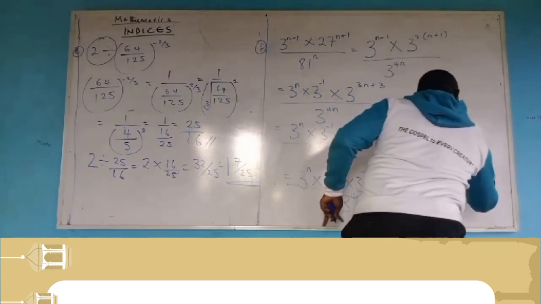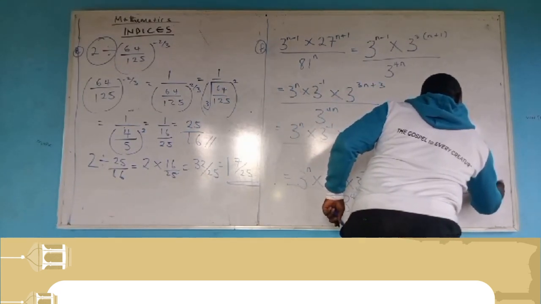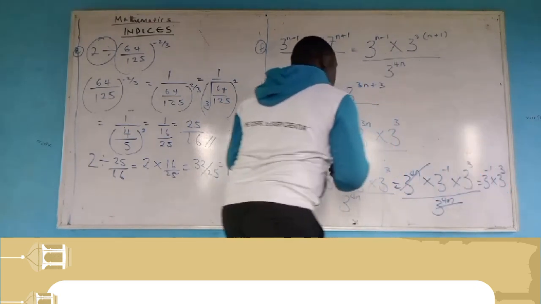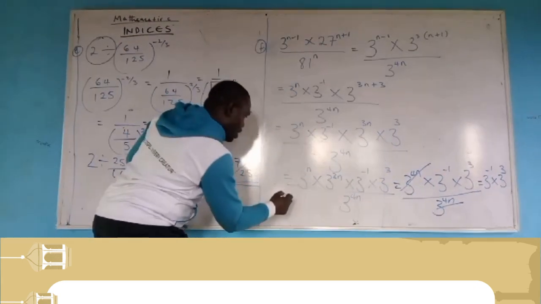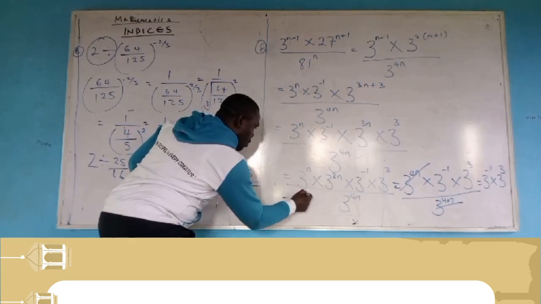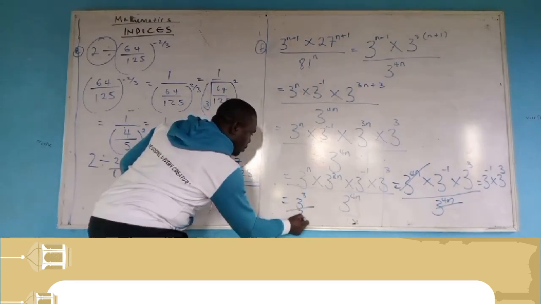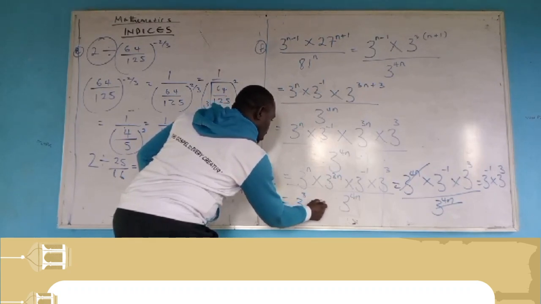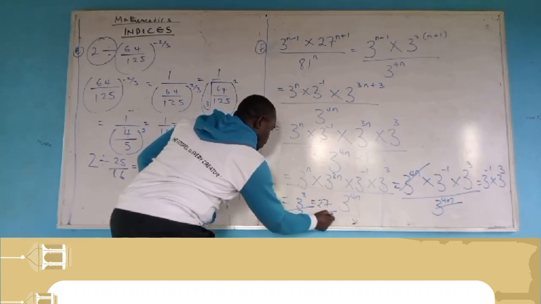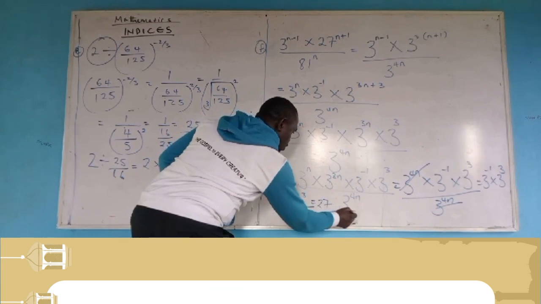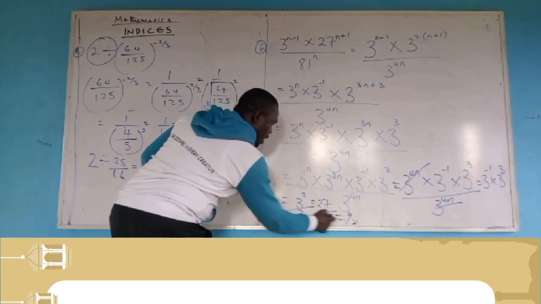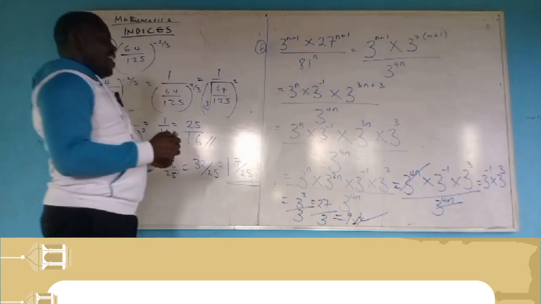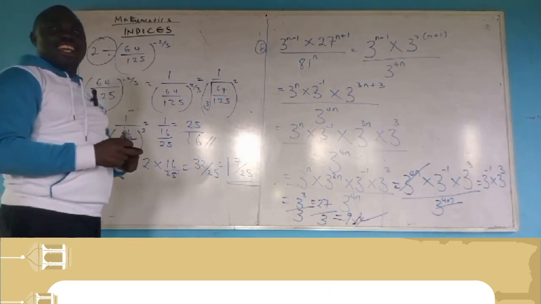Cancel. I am left with 3^-1 times 3^3. That is the same thing as 3^3/3, which is 27/3, and then what do you have there? 9. So our answer is 9.